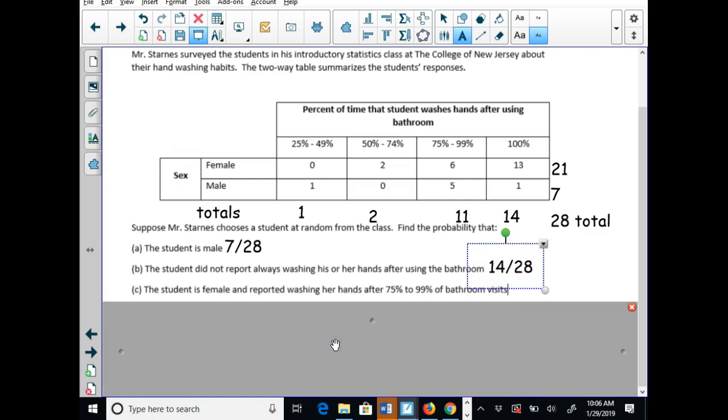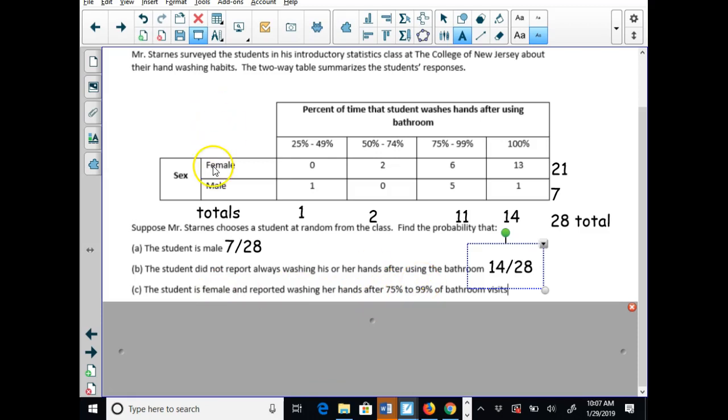Okay, next, the student is female and reported washing her hands after 75 to 99% of bathroom visits. Well, now they're giving us some different information. We don't know something. We want to find the probability that the student is female and reported washing her hands 75 to 99% of bathroom visits. So we need to look for that. The success is that they are female and that they wash their hands 75 to 99% of the time.